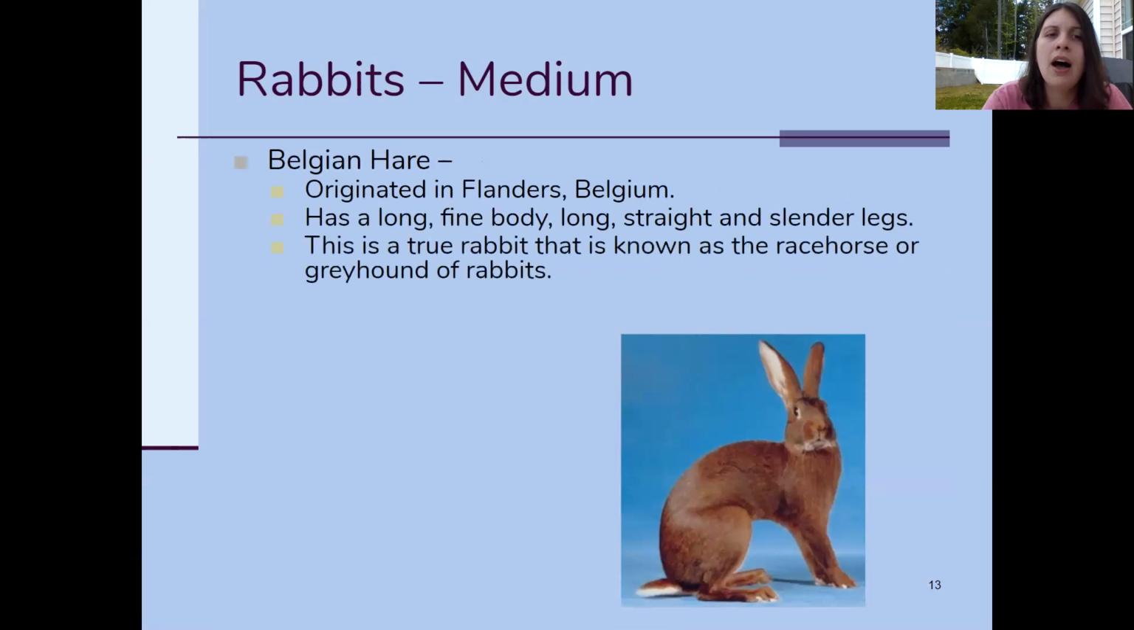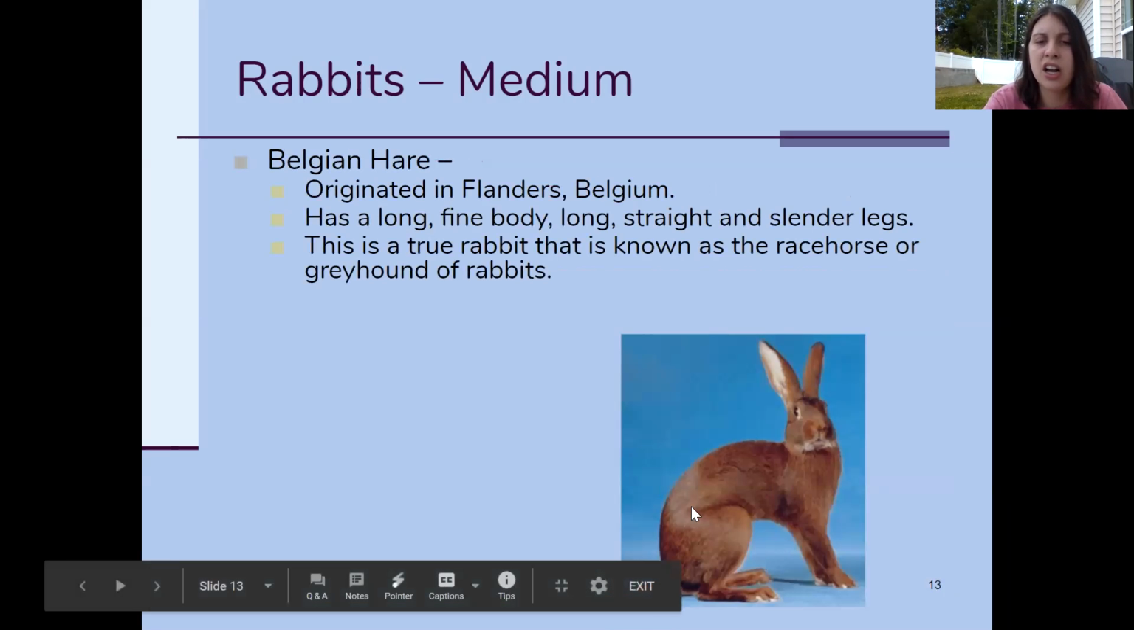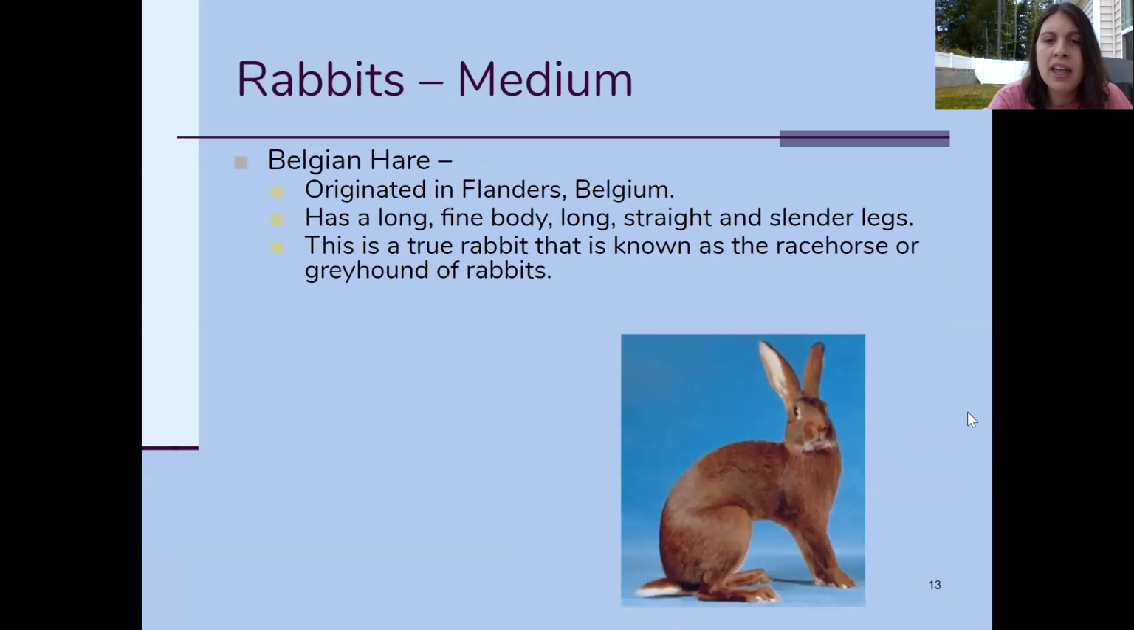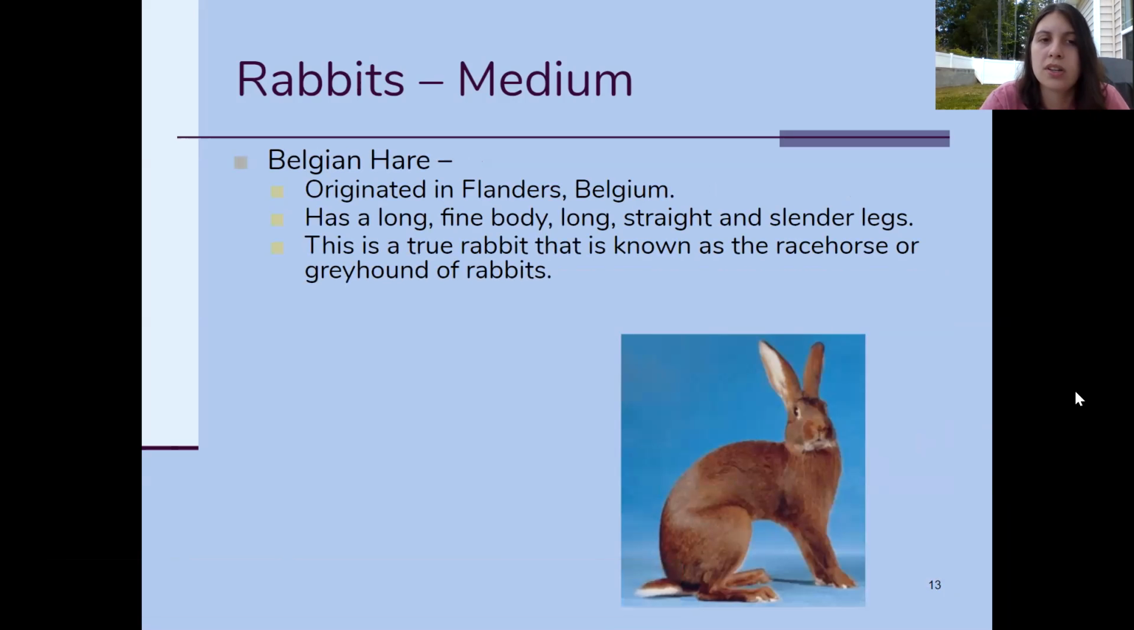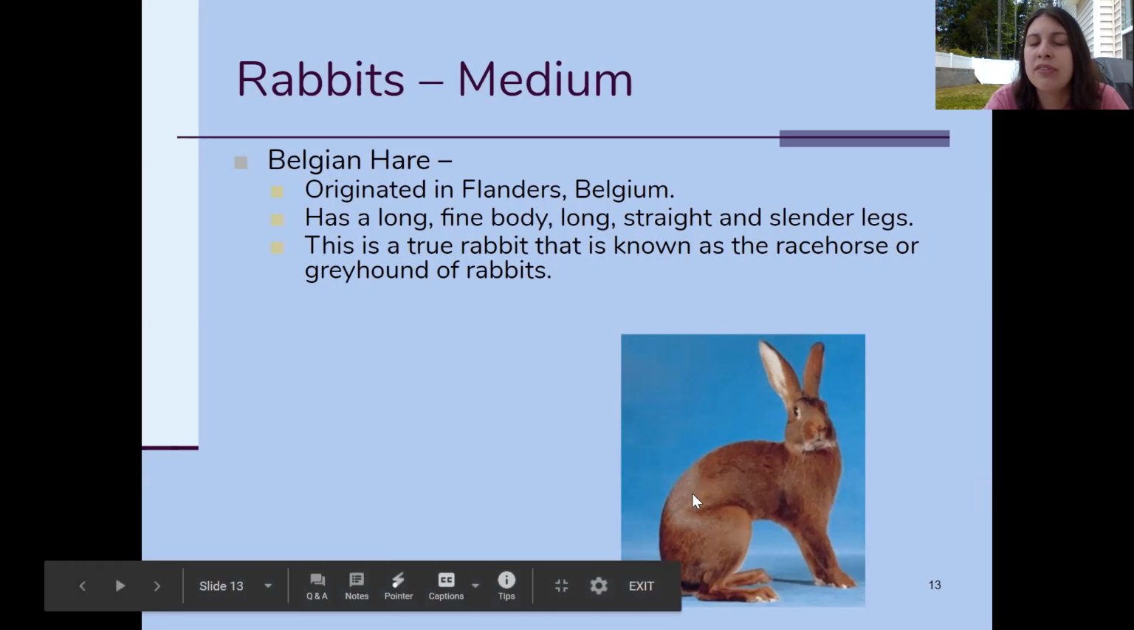The Belgian hare. A hare is commonly called a wild rabbit. So the Belgian hare, even though it is domesticated, the reason it's called a hare is like the story of the tortoise and the hare, or the tortoise and the rabbit. A hare was really, really fast. But it got distracted, it lost to the turtle, so on and so forth. But a hare is thought of as a fast rabbit.